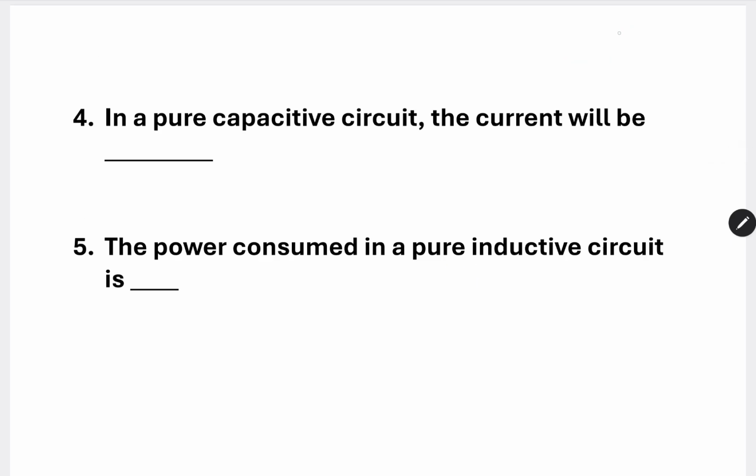Question number 4. In a pure capacitive circuit, the current will be. We know a capacitor does not allow sudden changes in the voltage. Therefore, voltage will be lagging and current will be leading. In a pure capacitive circuit, the current will be leading the applied voltage, or voltage across the capacitor.